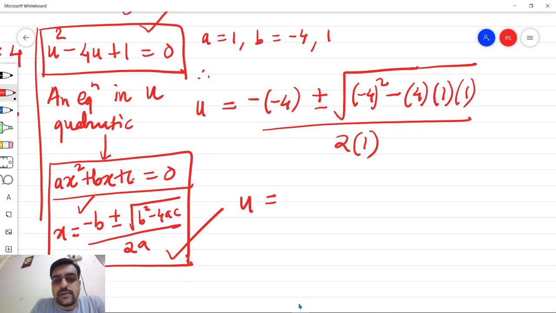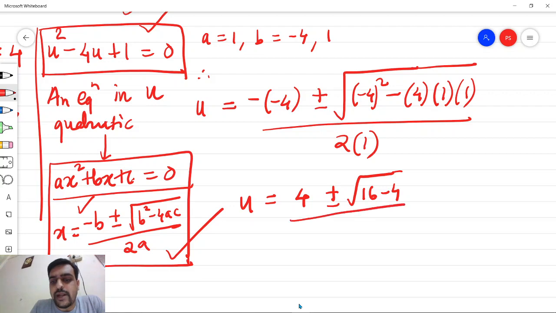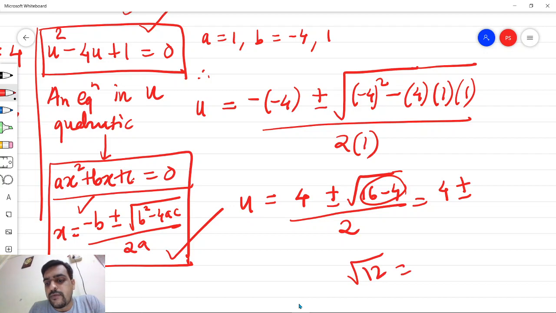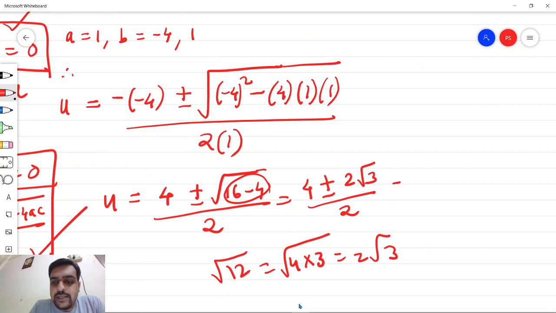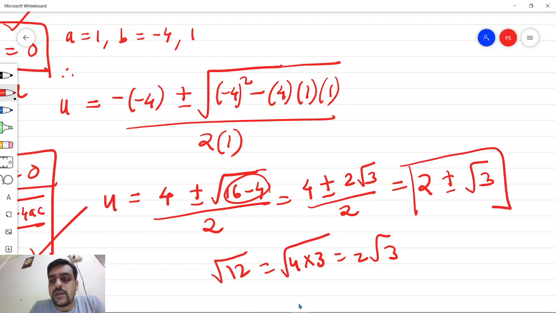So u equals 4 plus or minus root of 16 minus 4 divided by 2, which is equal to 4 plus or minus. Now this root of 16 minus 4 is just root of 12, which is root of 4 into 3, which is 2 root 3. So here we should write 2 root 3 whole divided by 2. So we can divide this thing by 2 to get 2 plus or minus root 3. So this is nothing but u.